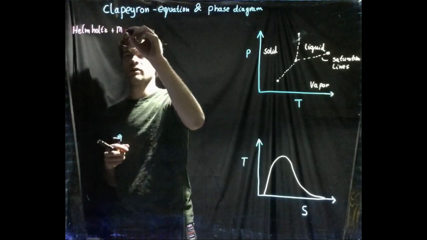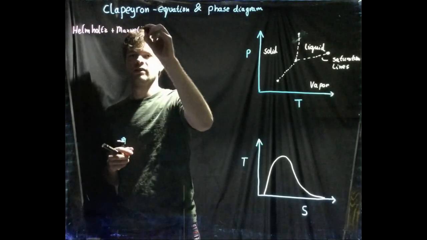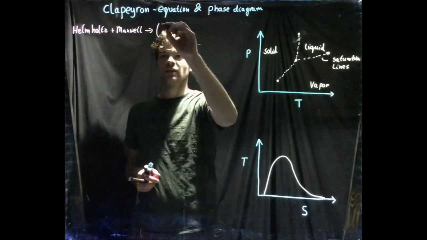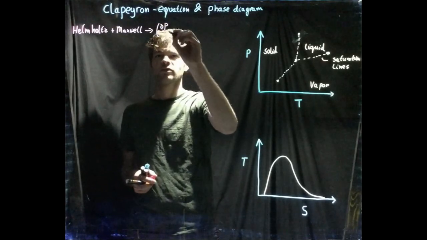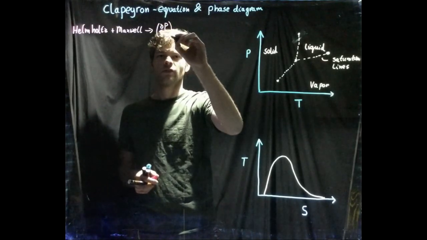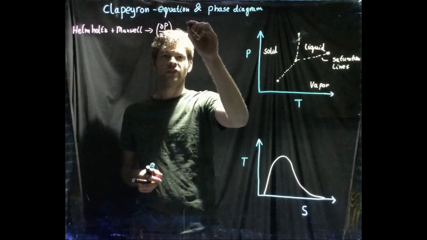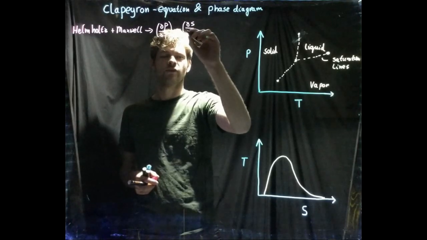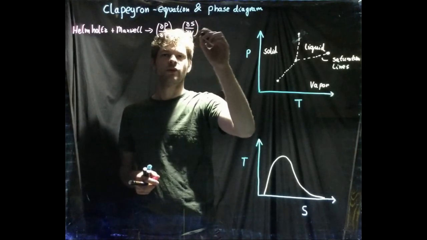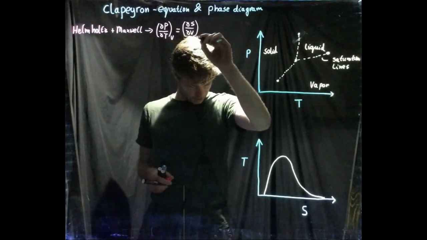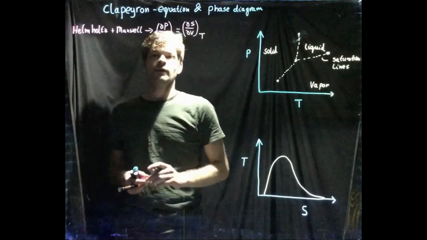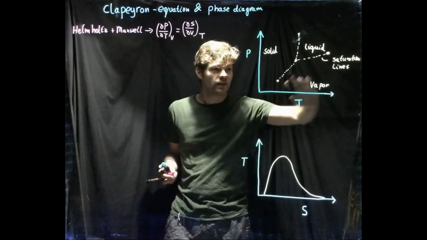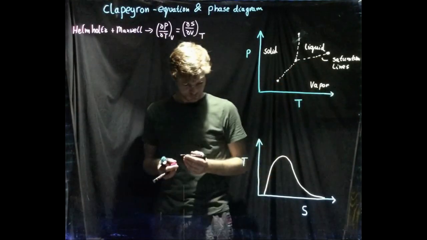plus Maxwell, and these are derived before, so I'm not going to derive them, but it will be the partial derivative of pressure with respect to temperature for constant volume is equal to the partial derivative of entropy with respect to specific volume for a fixed temperature. And this is our basic equation which we are going to use to determine the behavior of these lines.